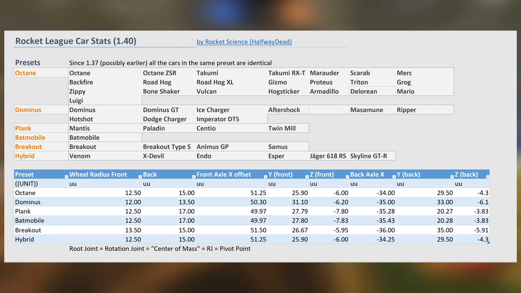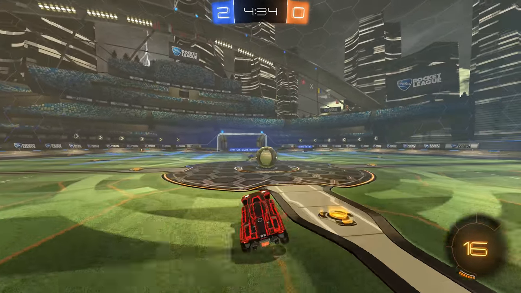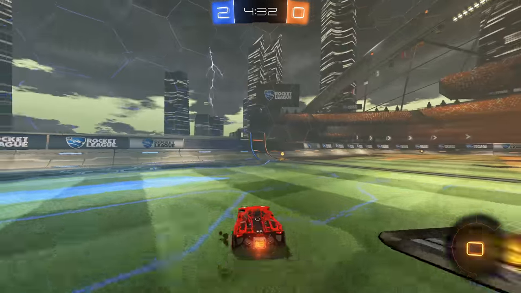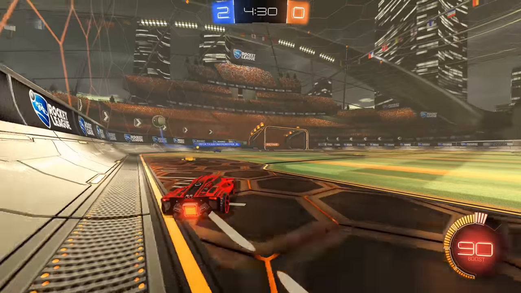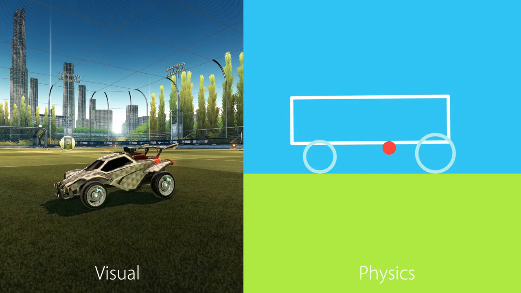The axle offsets are once again relative to the root joint. If you don't know what that means, then you should watch episode 8 of Rocket Science first. As I also stated in that video, the suspension system is dynamic, which means that the wheel positions can't always be right. So what do they mean?